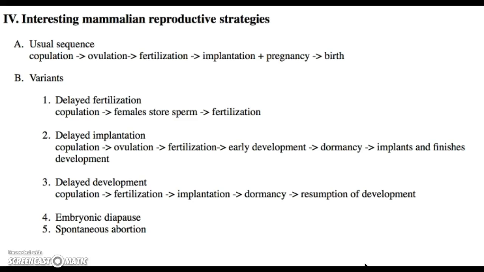The second unusual strategy is delayed implantation. In this case, we have copulation, ovulation, fertilization happens, the embryo starts to develop, it gets to about 100 to 400 cells, and then instead of implanting, it just floats around inside the uterus and sits there in a state of dormancy. It's not dividing anymore, it's just sort of in suspended animation for a little while. The period of dormancy can last anywhere from about 12 days or so up until 11 months. And that varies from species to species.